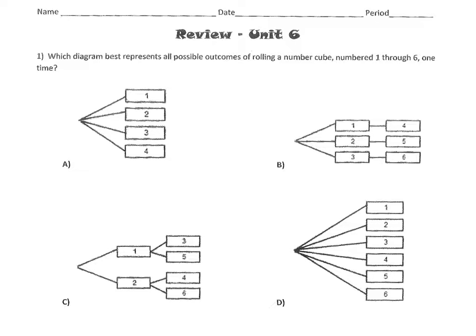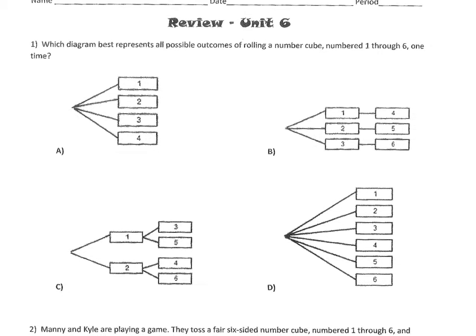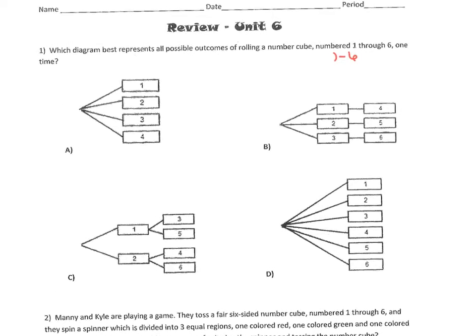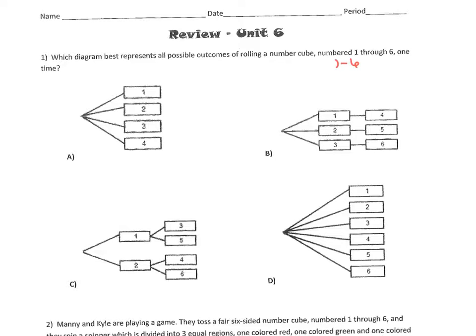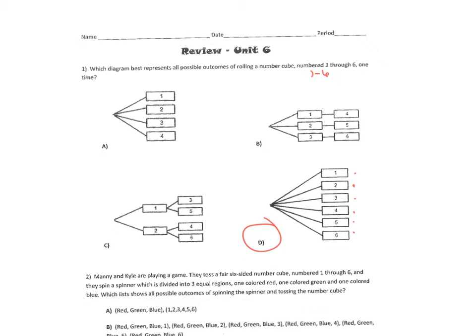Okay. So number 1 says, which diagram best represents all possible outcomes of rolling a number cube numbered 1 through 6 one time? So how many sides do we have? How many possibilities do we have? 6. So which of these tree diagrams shows you that? Yeah, it should just be D. Because there's 1, 2, 3, 4, 5, 6 sides. So 6 different options we could land on.